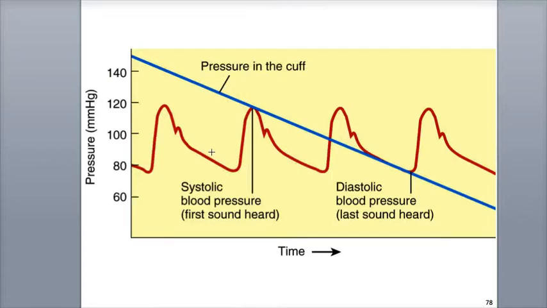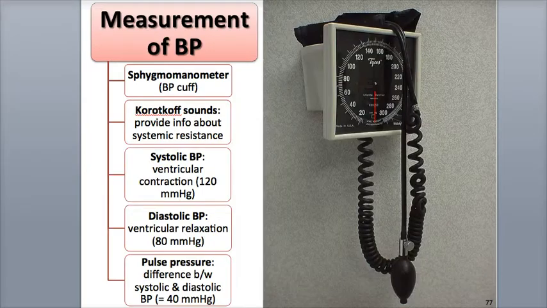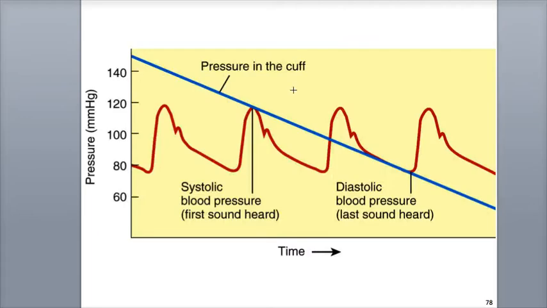Here we see a graph showing pressure in millimeters of mercury over time. This is the location where the first sound is heard, as the pressure in the cuff is gradually released. These sounds are called the Korotkoff sounds. The first sound represents the systolic blood pressure in the arteries immediately following contraction of the ventricle.